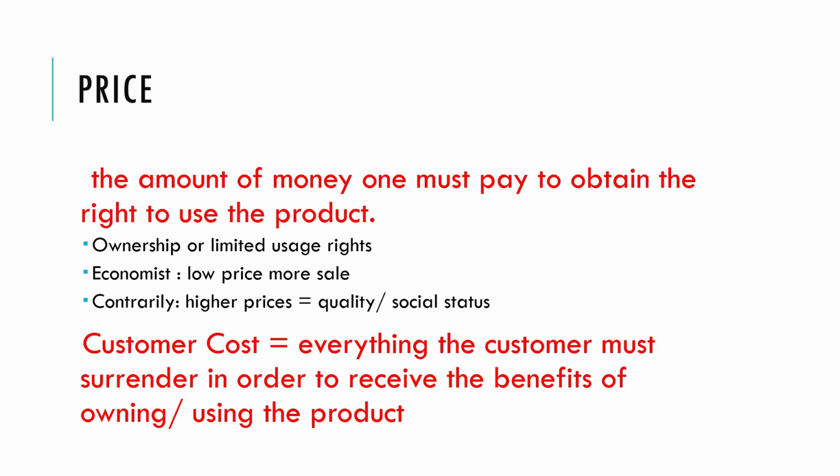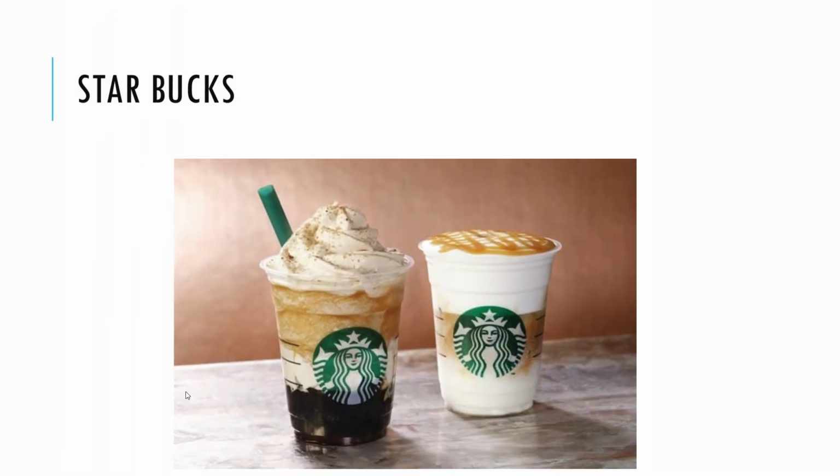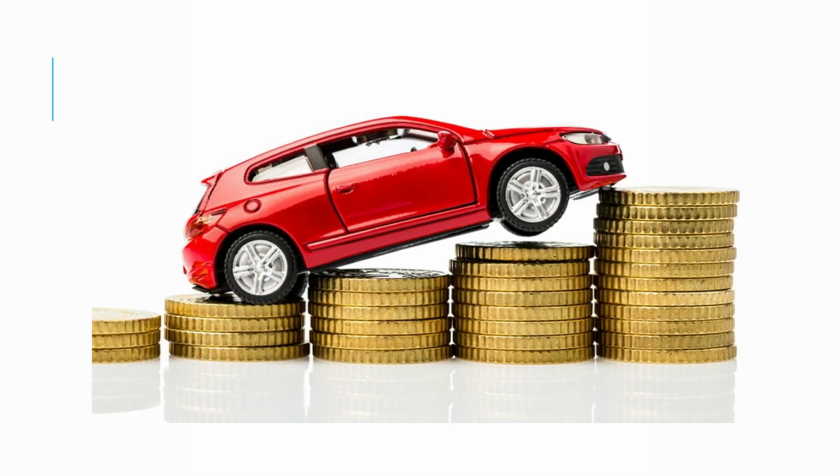And consumer cost is everything the customer must surrender in order to receive the benefit of owning or using the product. So the cost of owning and using an automobile actually includes much more than just the automobile. It can be the insurance, the gasoline, the maintenance, the license fees, the parking fees. So all these are the cost of using that particular product.